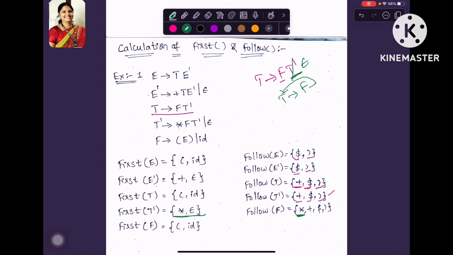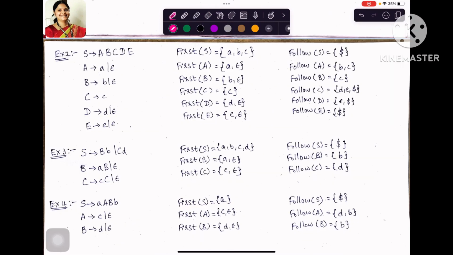So what is the follow of T? Plus, dollar and closed parenthesis. Plus, dollar and closed parenthesis will be placed here. So this is the procedure of calculating first and follow. Let us consider two or three more examples in order to understand the concept well, to calculate the first and follow.